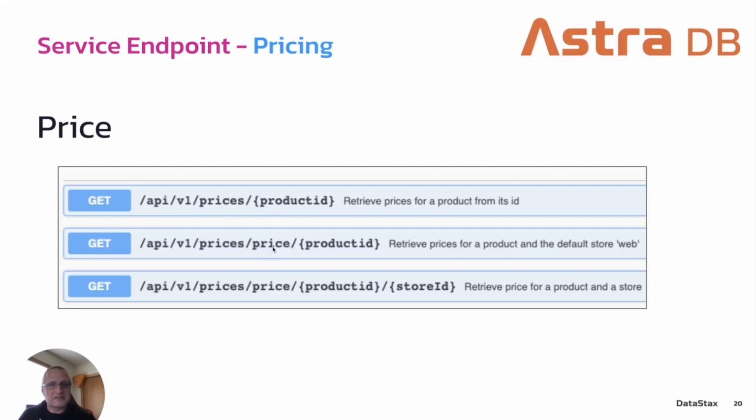Here, you're specifying you want a single price back, and you're also giving it a product ID. And the idea here is it's going to default to the web store and assume that you just want to pull that web price back, which again is useful for what we're doing with the website. And finally, we have that last RESTful endpoint, which will pull a single price back for a product ID and store ID combination.